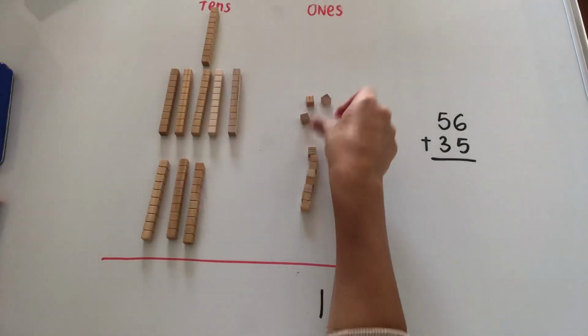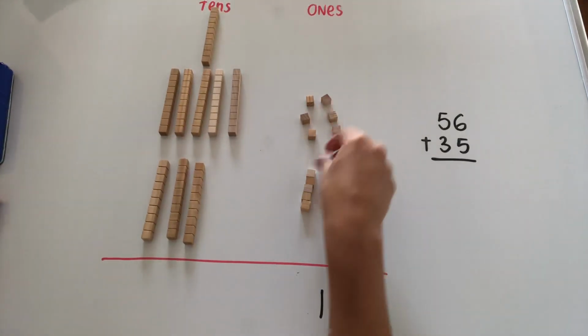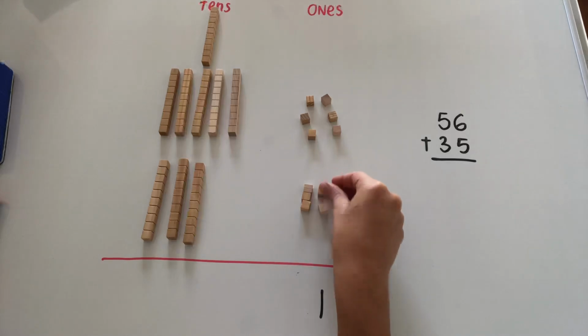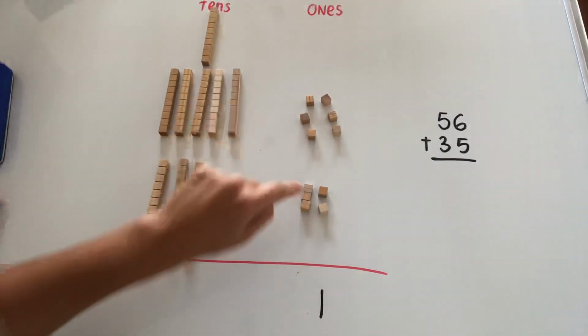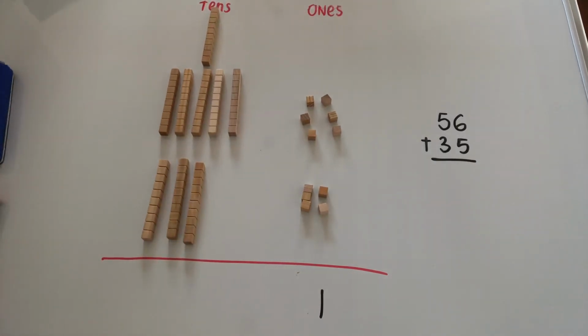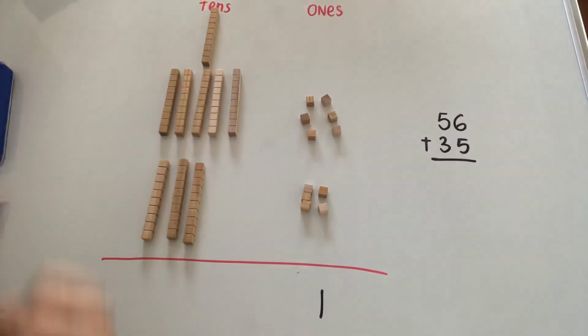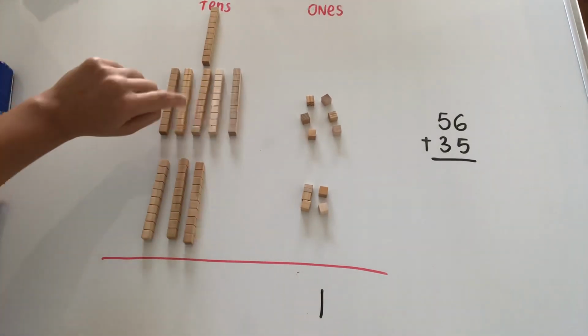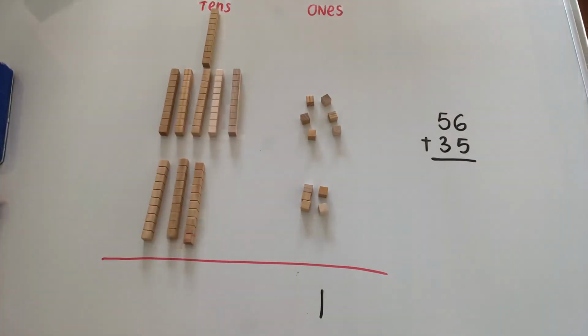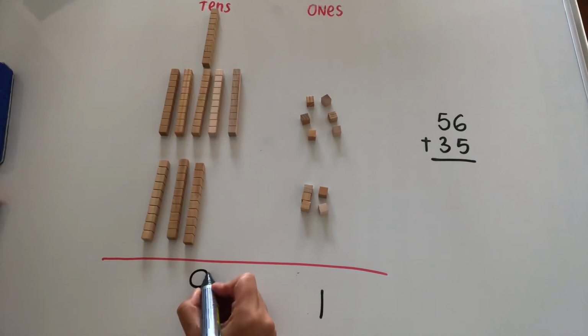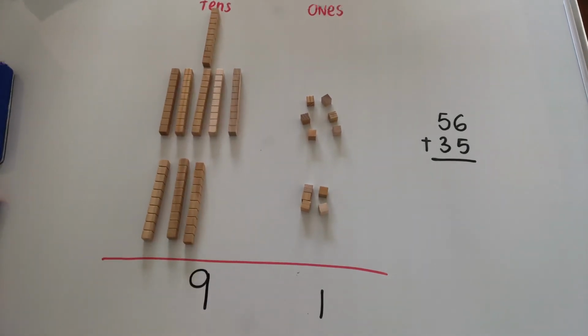So I put my 1 down the bottom and I've carried my 10. I'll put these back so we can still see our equation. We had 6 and 5 equals 11, which is the same as saying 1 ten and 1 one. I'm then going to move on to my tens column and add my tens up. We need to make sure that we add this one here. So I've got 5, 6, 7, 8, 9. 9 tens. So our answer is 91.